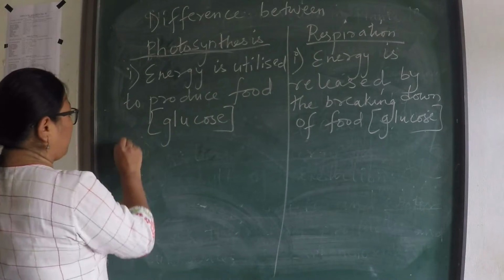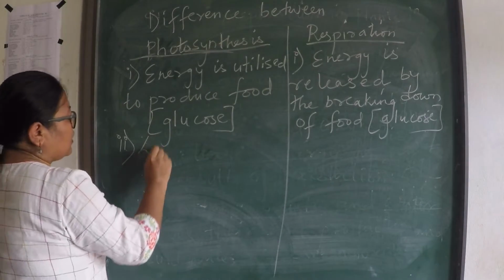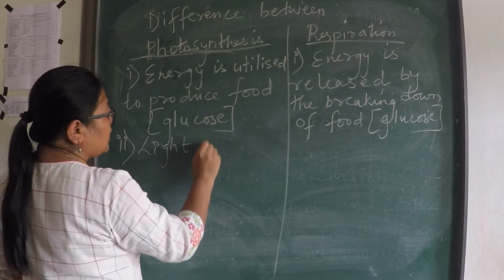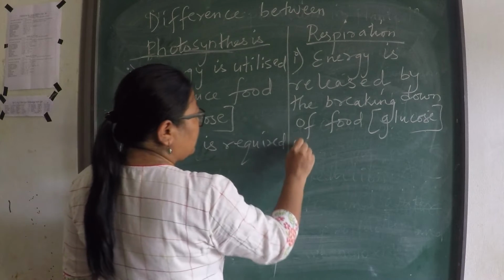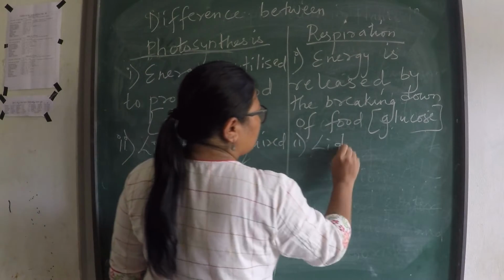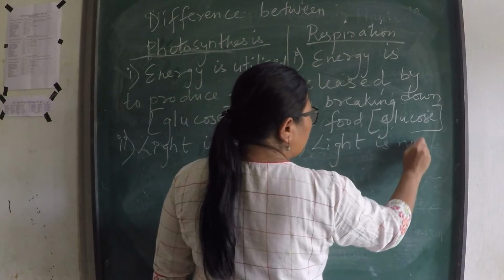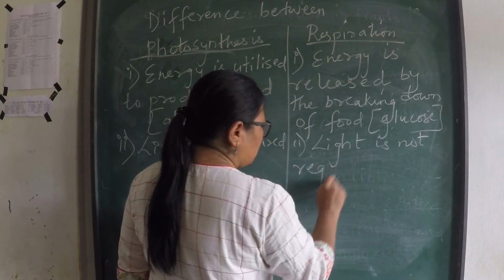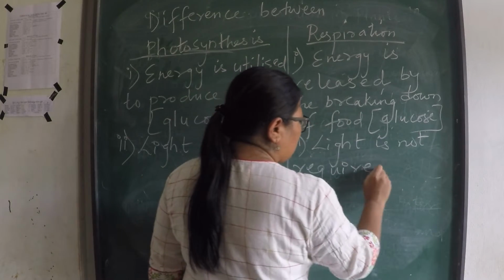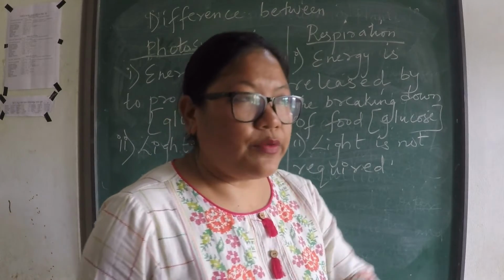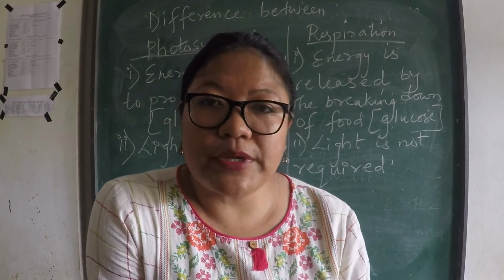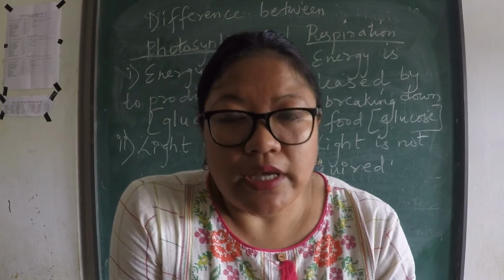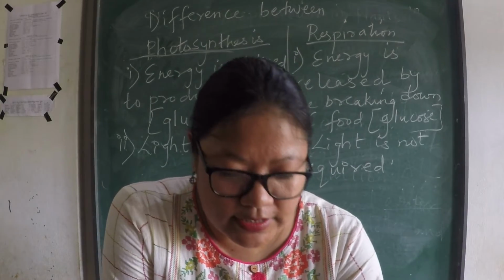And the second point, light is required here, and here light is not required. You know it very well. In photosynthesis, light is necessary for photosynthesis to take place, but in respiration, light is not necessary.